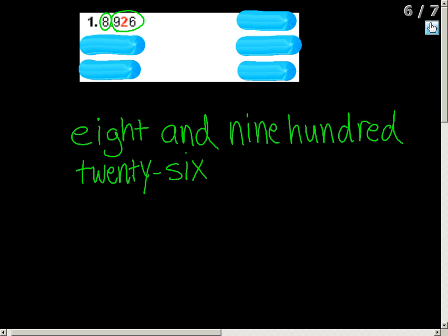Now what I need to do is look at whatever place value that final digit falls into with the decimal. I need to include that as the last name of my decimal here. So 8 and 926. I know this is the tenths place, hundredths place, and this is the thousandths place, so that's going to be the last name of my number here: 926 thousandths.